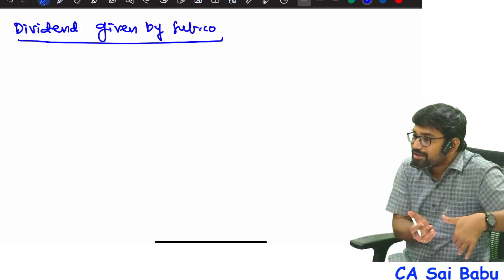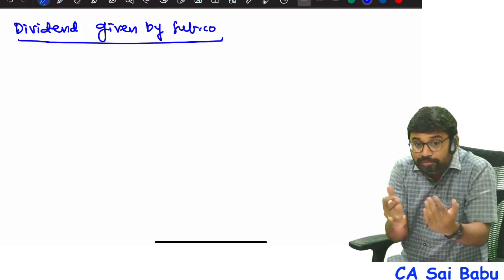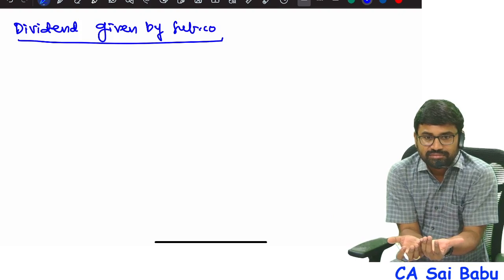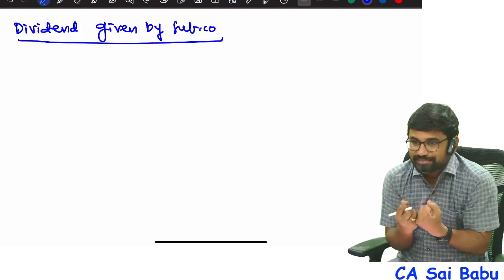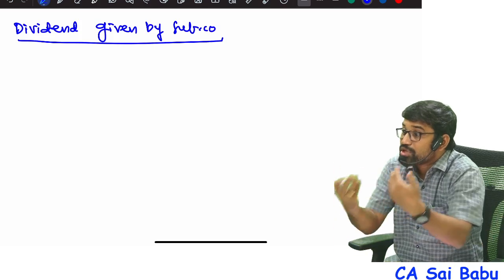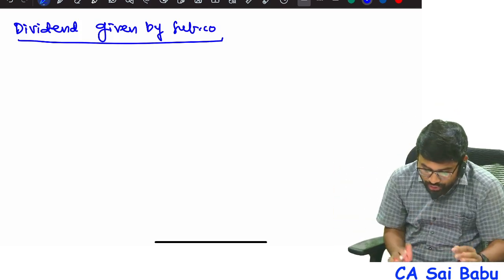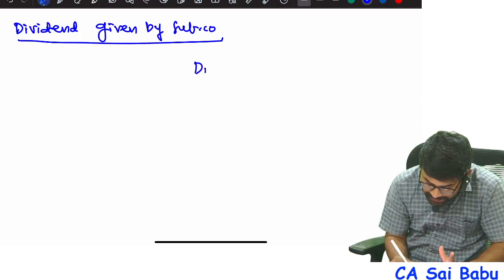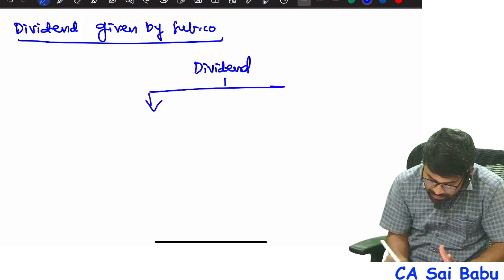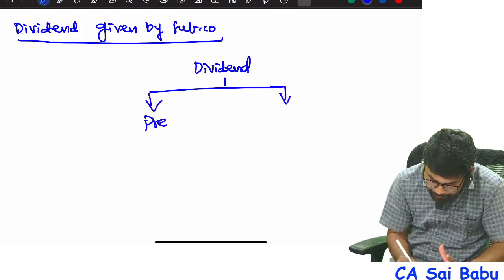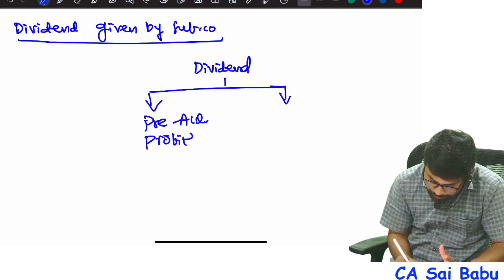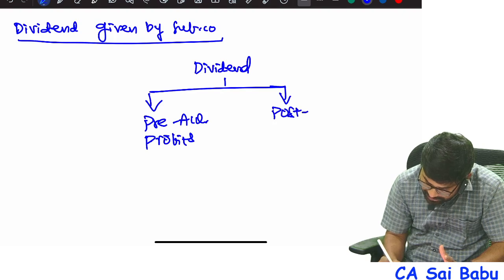Pre-acquisition profits are capital profits. So from the capital profits, if any dividend given, that is also capital receipt. That is adjusted to cost of investment. Simple. Dividend is given from which source? Dividend given from pre-acquisition profits, post-acquisition profits, you have to see.